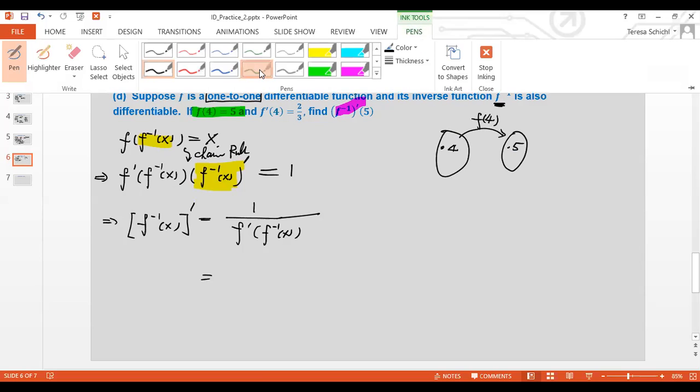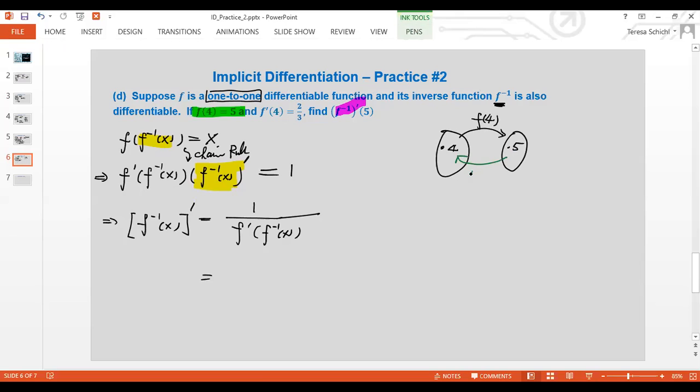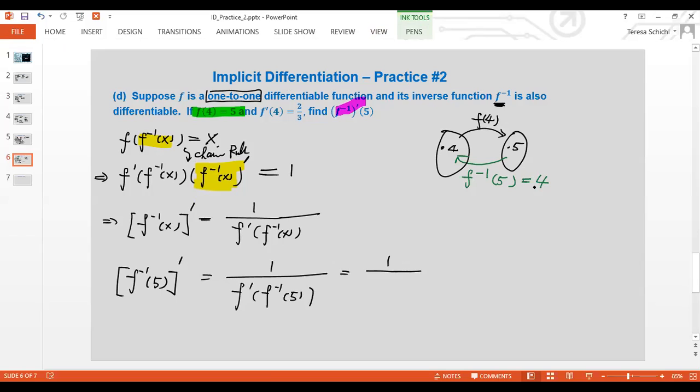So I know the backward direction. What is that? That is f inverse. So f inverse of 5, going backward, will be equal to 4. Now let's use this relation, because the problem wants to find the derivative of f inverse at 5. So x equal to 5, and this is 1 over f prime of f inverse of 5. Now, f inverse of 5 is what?